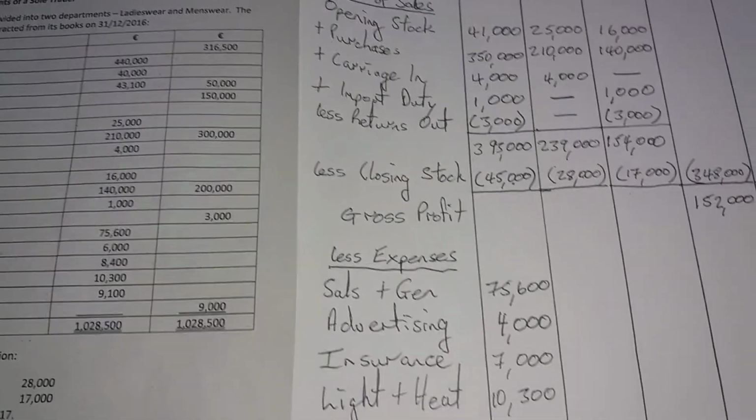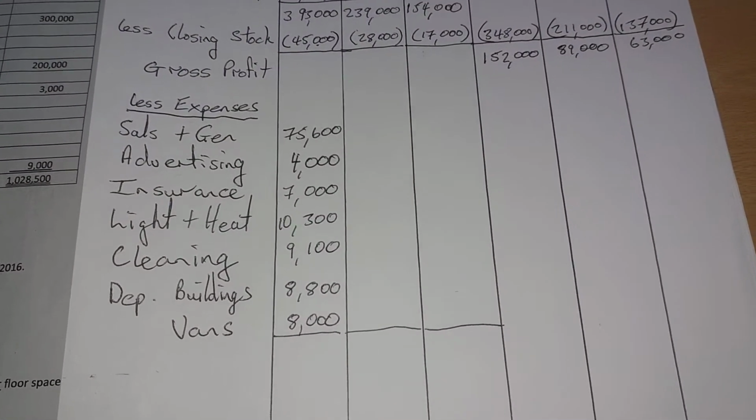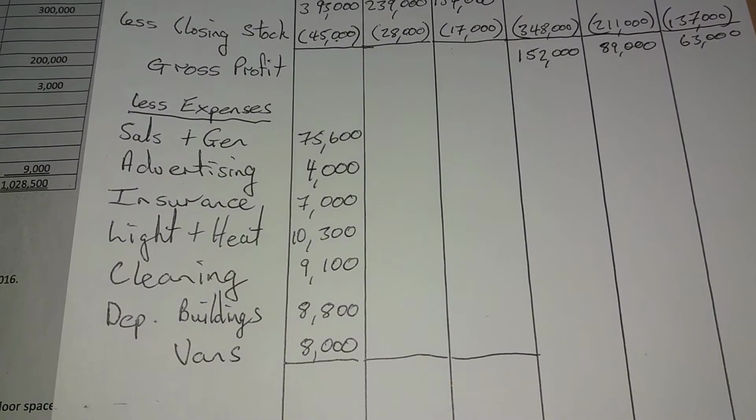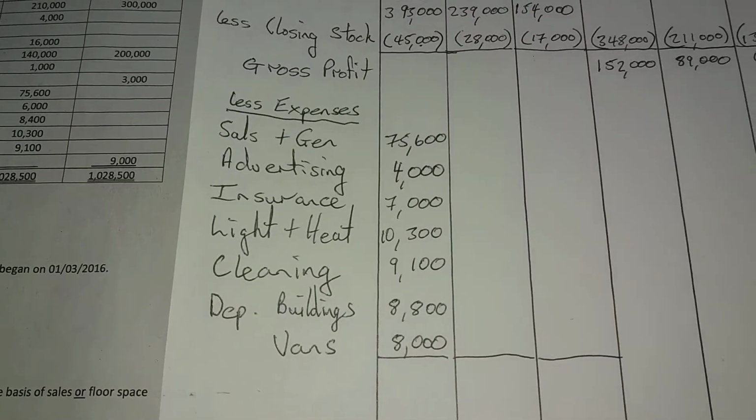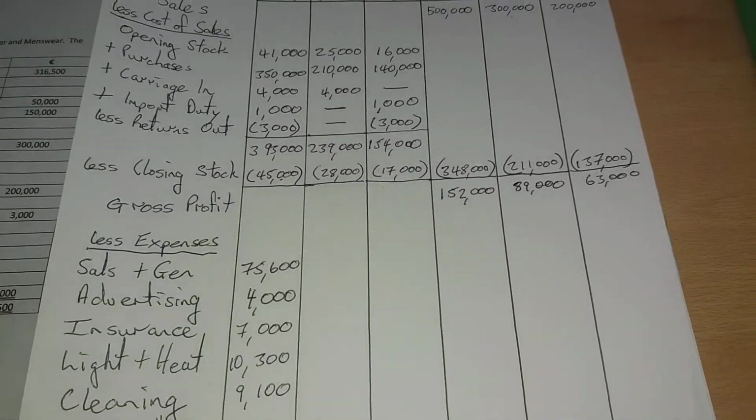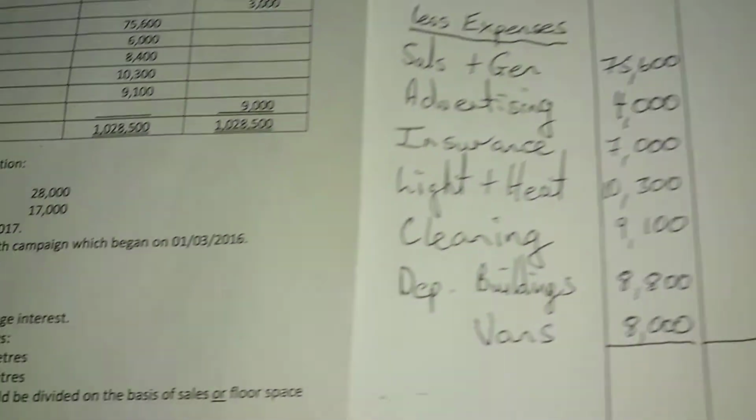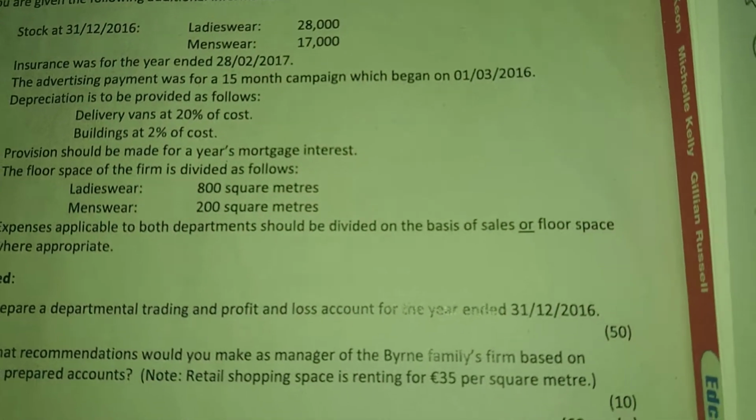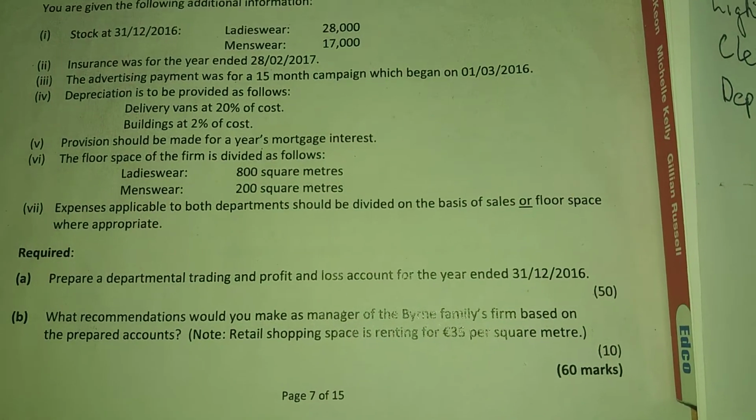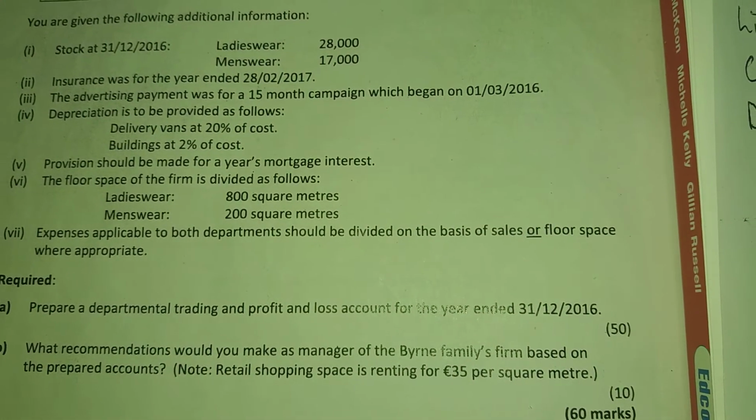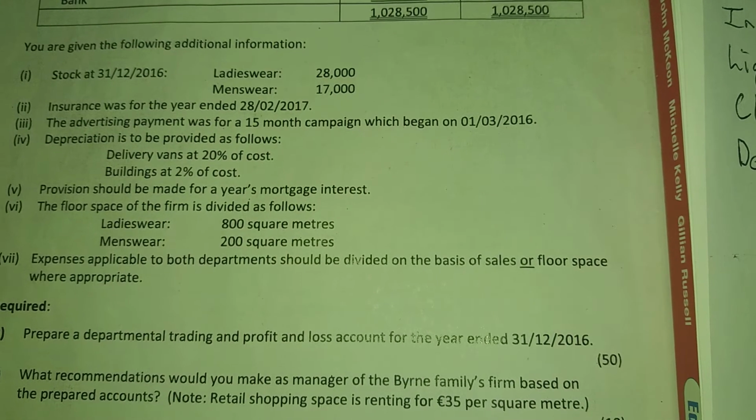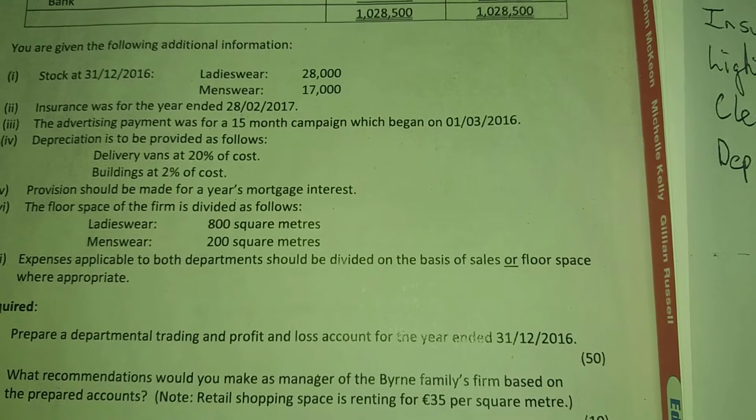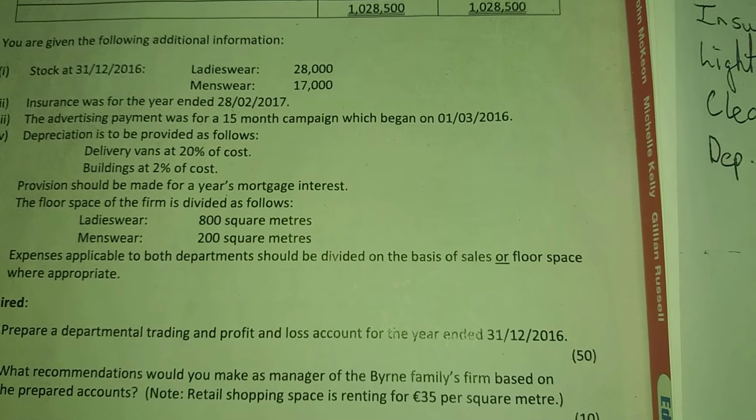Okay, welcome back. In the last video we had just listed all the expenses, and the next thing we want to do is look at how we divide up the expenses between the ladies' wear and the men's wear department. So back to the question here, and we see in part 7 that expenses applicable to both departments should be divided on the basis of sales or floor space where appropriate.